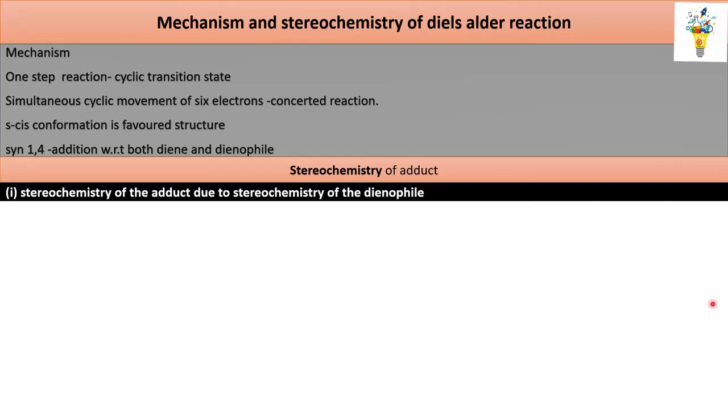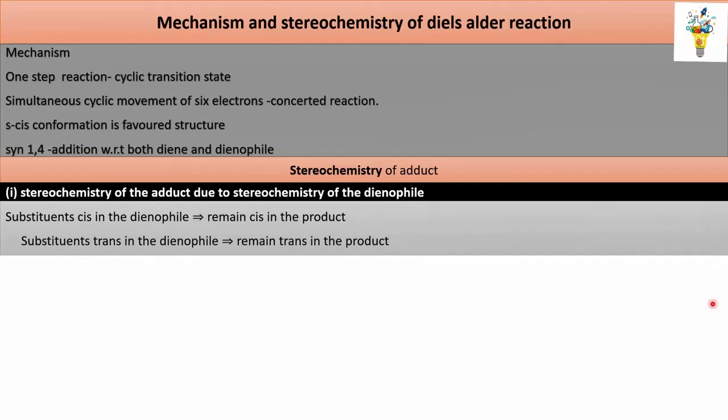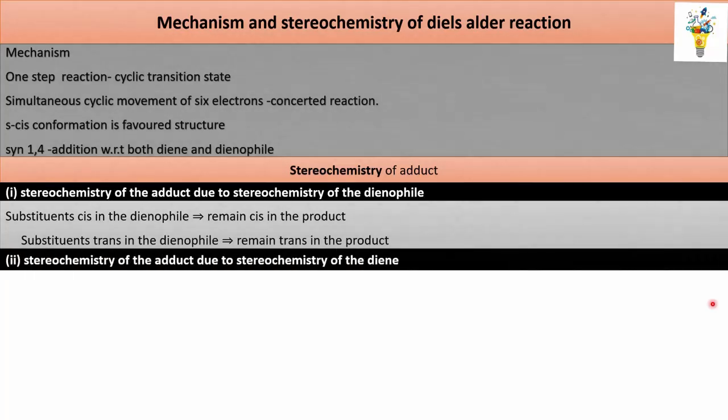The Diels-Alder reaction is a stereospecific reaction. So if the substituents are in the cis position in the dienophile, then they remain cis in the product. If the dienophile is in the trans form, then the product is also trans. So cis dienophile gives cis product, trans dienophile gives trans product.